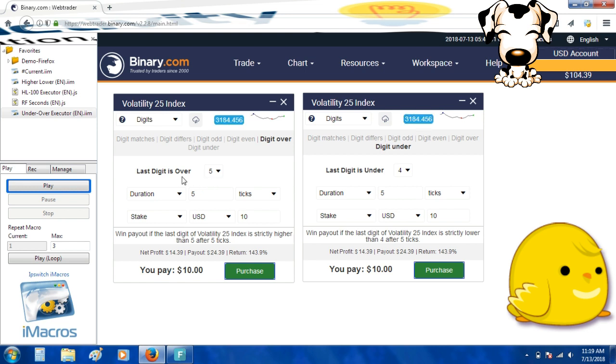Okay, so this here, let me show you. If digit is over 5, then I will make profit. If digit is under 4, then I will make profit. If after 5 ticks 5 and 4 came, then I'm in loss about $20.